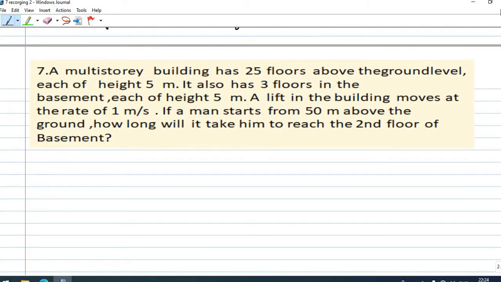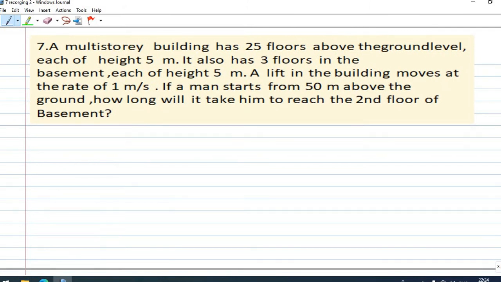See the seventh sum. Here, a multi-story building has 25 floors. How many floors are there? 25 floors above the ground level.